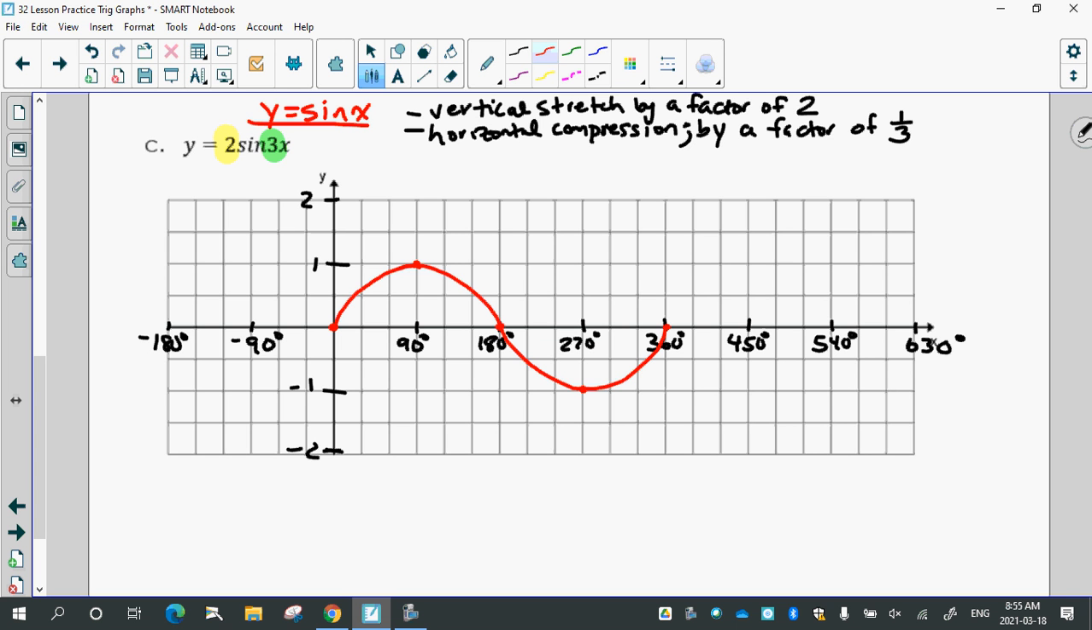Okay, so remember, horizontal is the opposite of what you think. It looks like it's multiplying x by 3, or tripling, but it's really dividing it by 3. Compressing it by a third. So instead of being way stretched out, it's going to be way stretched in. Okay.